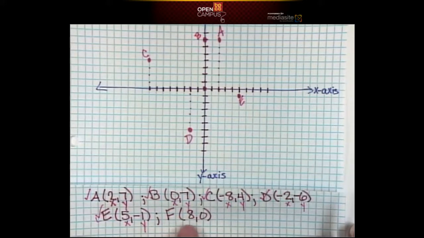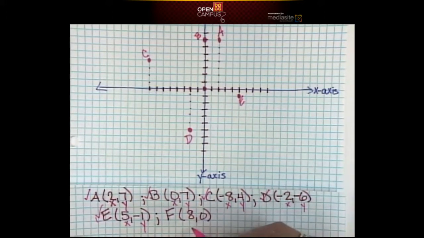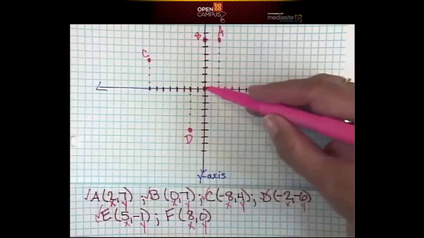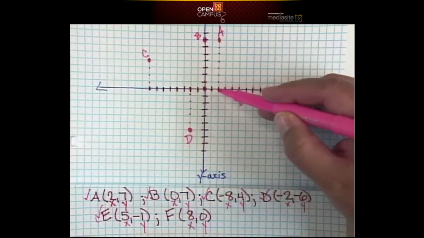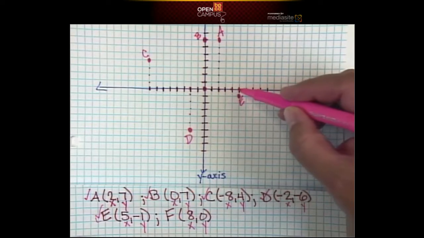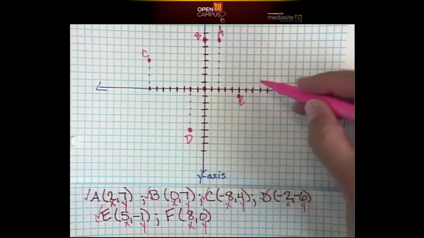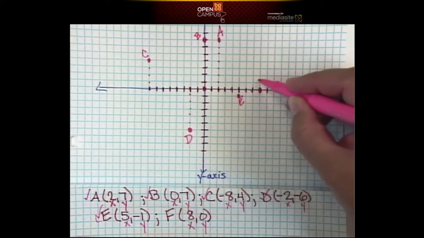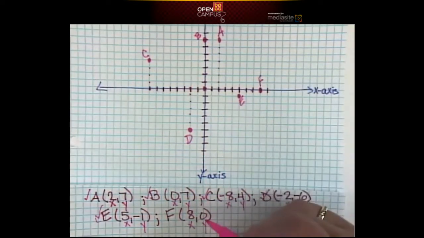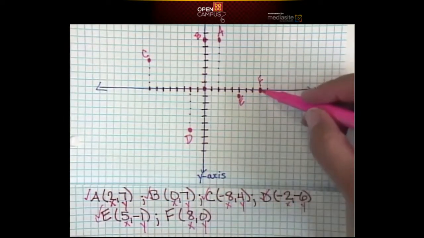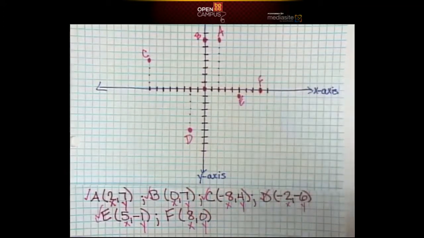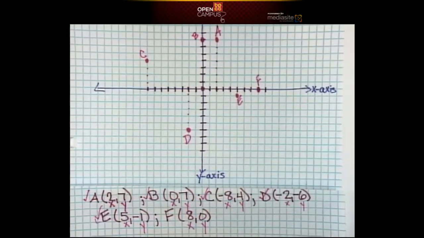My last one is 8, 0. So that's my x, that's my y. First, I go 8 to the right from the origin. So that would be 1, 2, 3, 4, 5, 6, 7, 8. Stick your point, label your point. And the y value is 0. If the y value is 0, you don't move up and down, so your point is just literally on the x-axis, and that's okay. Nothing wrong with that.